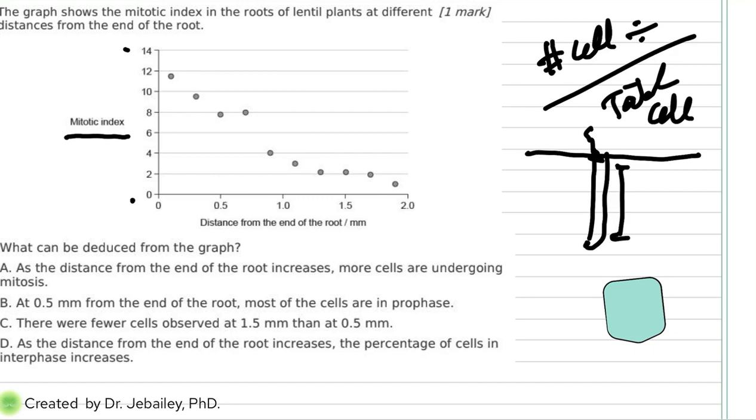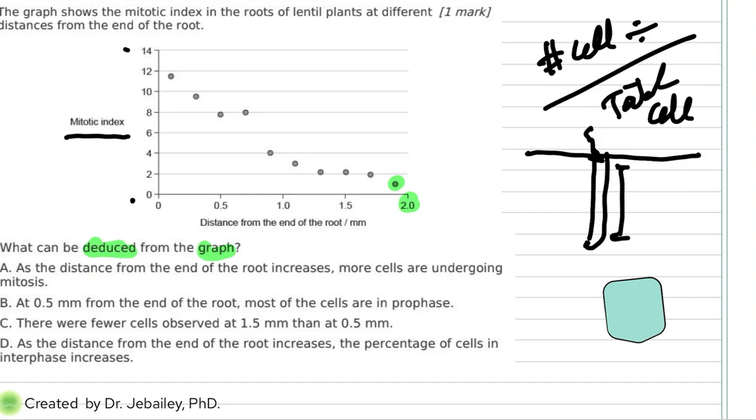So let's work at this. Now, what can be deduced? Deduced, that means what's your educated guess about this graph, okay? Now, before we get into the ABCD, first let's look at the graph. We can see as the distance is further away, the mitotic index is low.